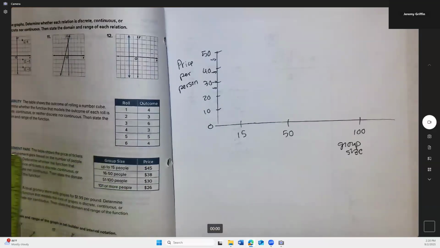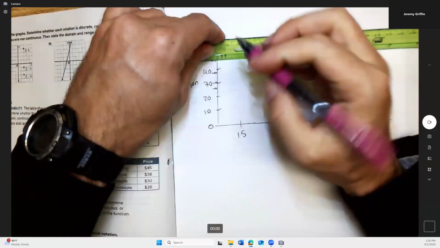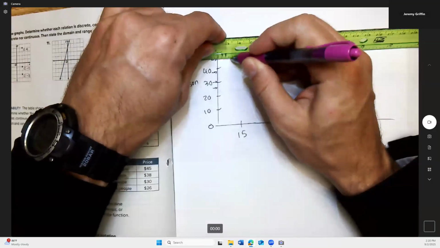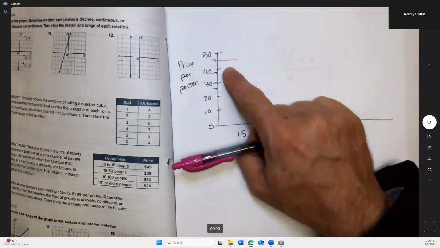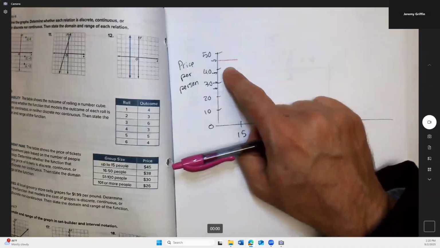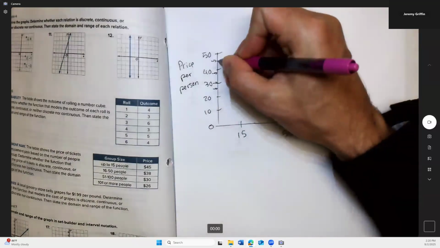So up to 15 people, you get $45 per person. Now I might think to make that a continuous line, like that. Okay. I don't think that's exactly what they're looking for though. Reason being, guys, can you have like 13 and a half people? Could that be a thing? Not really. Okay. So I think they want to make this more granular.